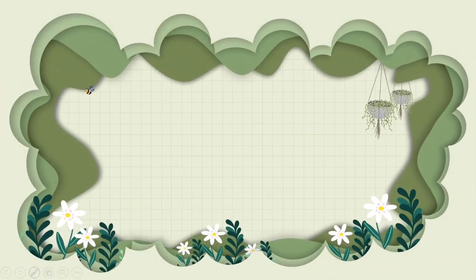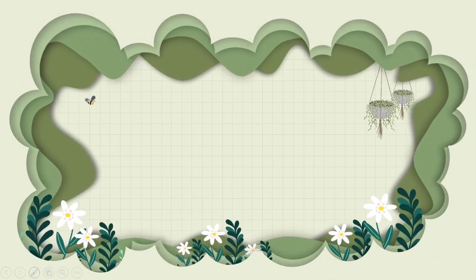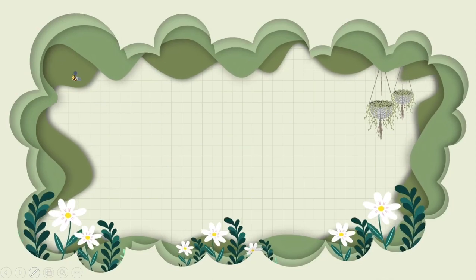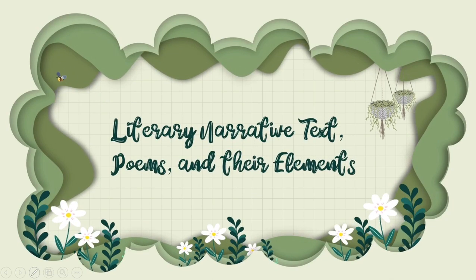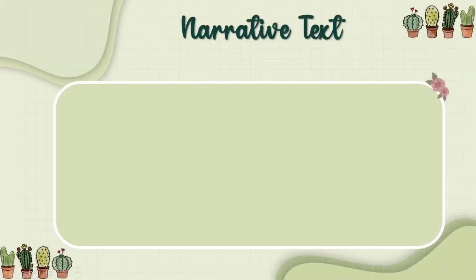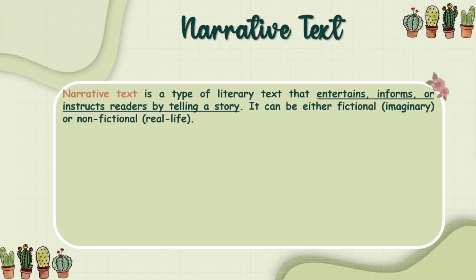Now that you can already differentiate factual from literary text, let us give more focus on the literary narrative texts, poems, and their elements. Narrative text is a type of literary text that entertains, informs, or instructs readers by telling a story. It can be either fictional or non-fictional.